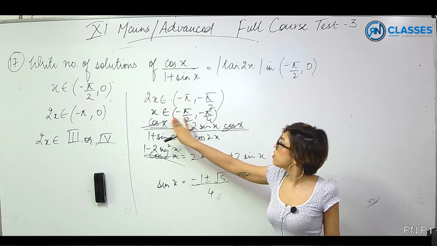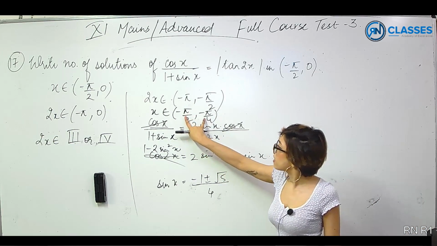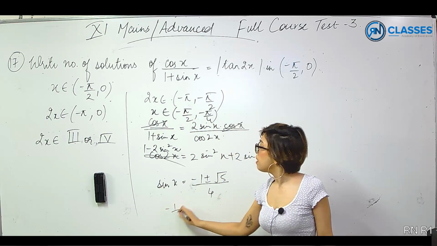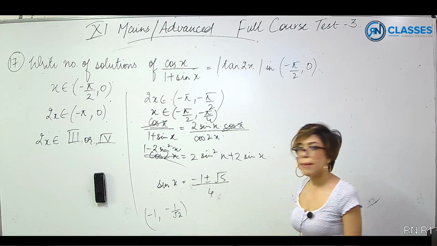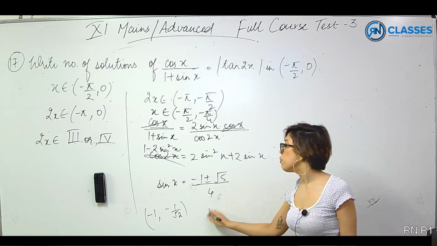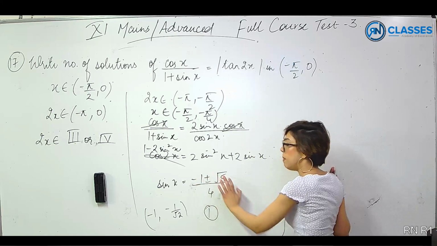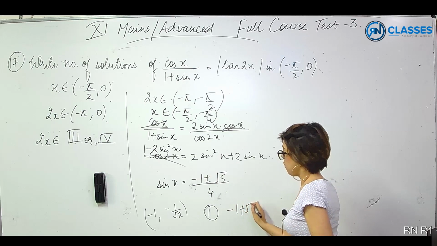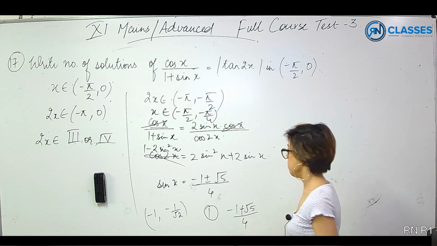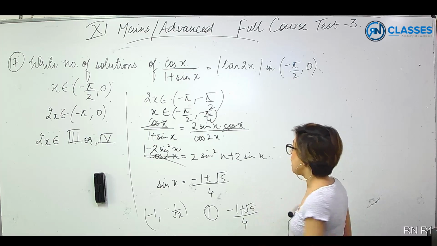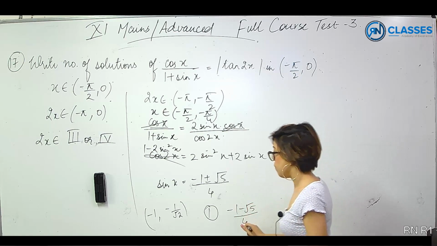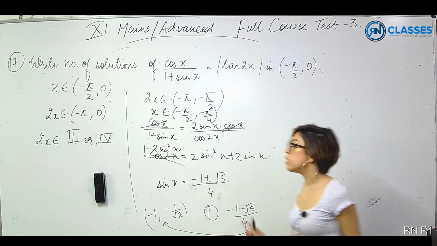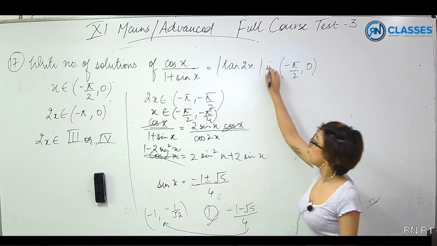Now, if x belongs to this one, I can see that sin x will vary from minus 1 by root 2 to minus 1. So I should write it like this. Right? Obviously, minus 1 plus root 5 by 4 will not work for me. But minus 1 minus root 5 by 4 will work for me. Right? It will be here in between. So that means I'm getting one solution.